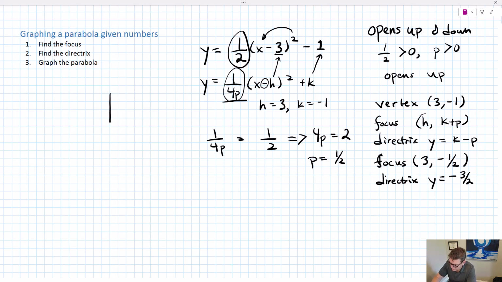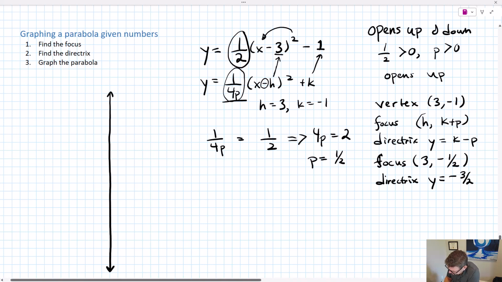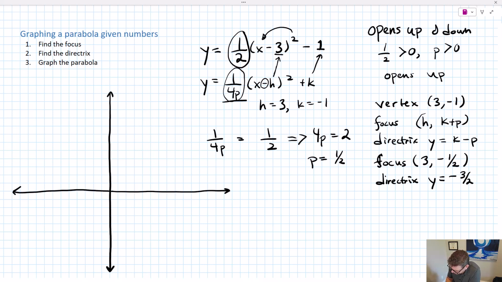Now I'm going to go and graph my parabola. I'm not actually going to generally draw my focus and my directrix unless I'm really required to. What I'm going to do is start out with my vertex. My vertex was (3, -1), so it's right here. I know that my parabola opens up, because we did some early work there.